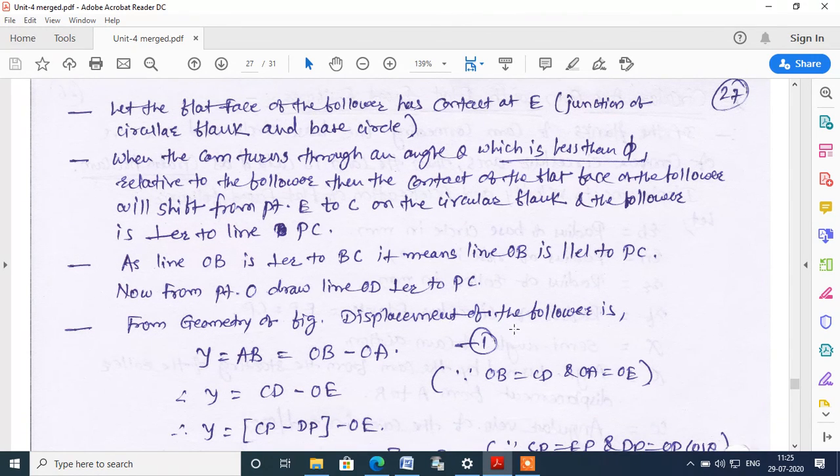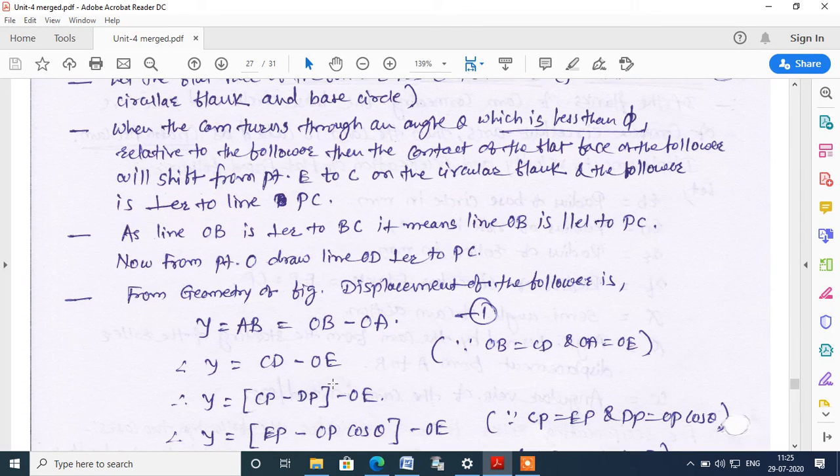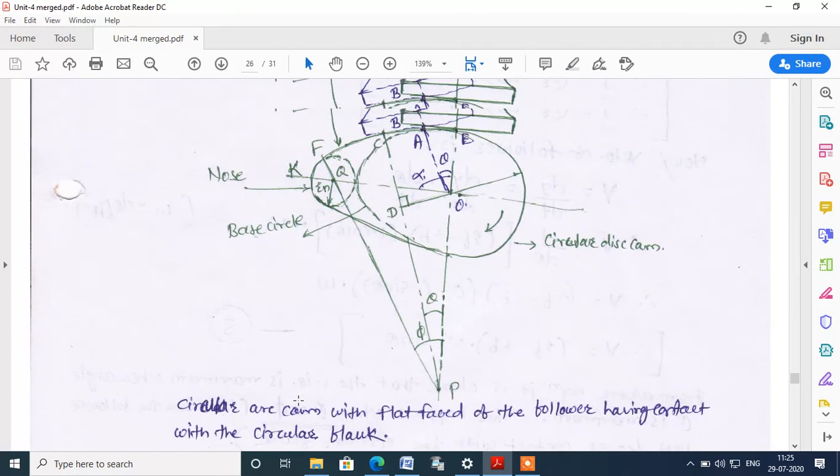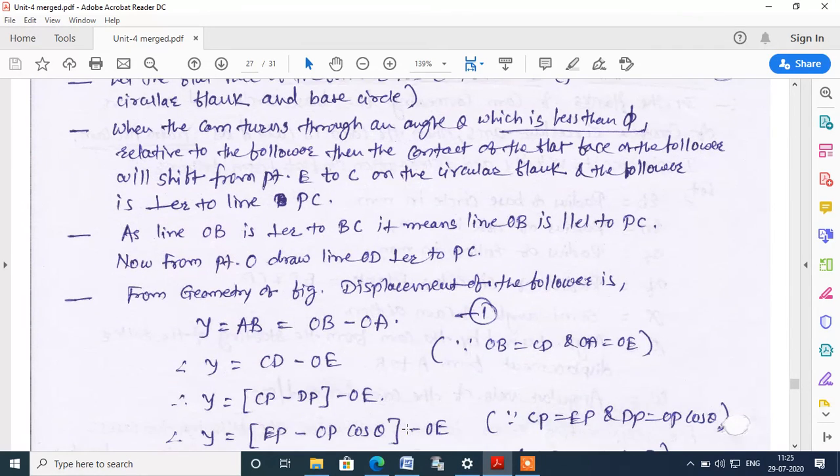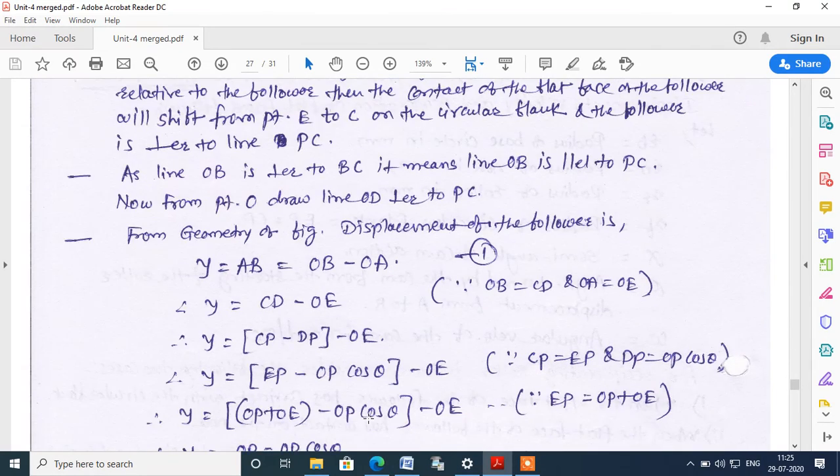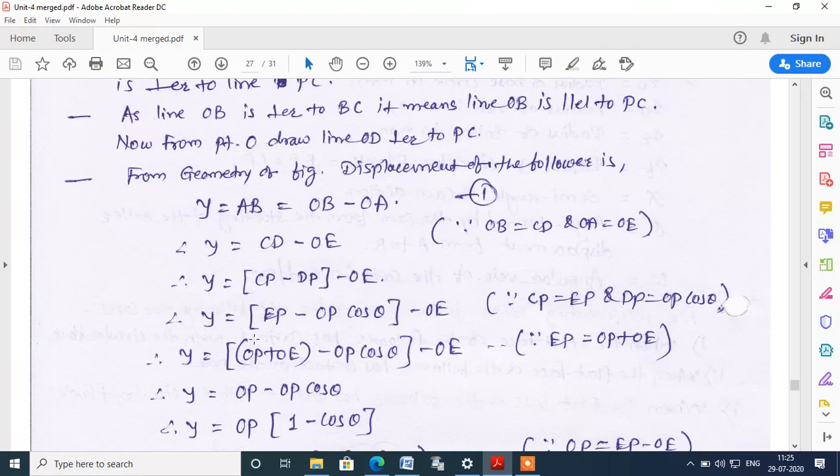But OB is equal to CD and OA is equal to OE. So we can write y equals CD minus OE. CD can also be written as CP minus DP. So CP minus DP gives CD, minus OE as it is. CP is equal to EP, and DP, by using the right angle triangle, is OP cos theta. Putting this value, EP minus OP cos theta minus OE. EP can be written as OP plus OE.